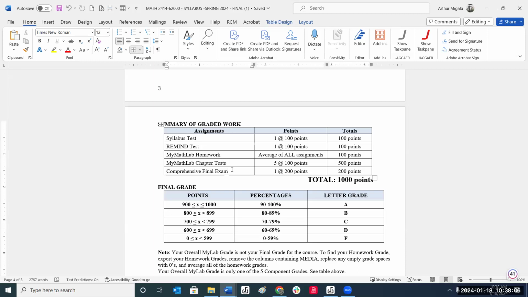Pros and cons. The benefits of a comprehensive exam is it'll remind you what you know, because your next class is Calculus 3. It progressively gets more difficult. So you have to know Calculus 2 to do Calculus 3.